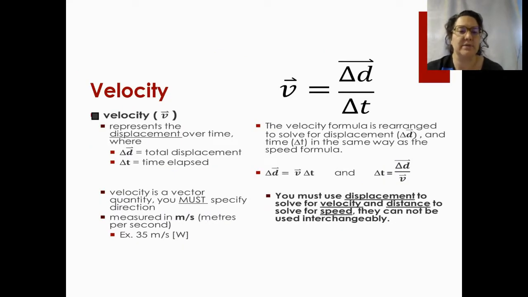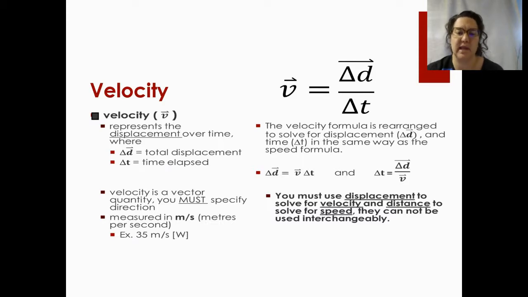So velocity represents displacement over time. So the V with the little arrow over top of it is velocity. V without a little arrow is speed. And when you have the velocity arrow, we must specify direction. So meters per second, west or south, or plus or minus.